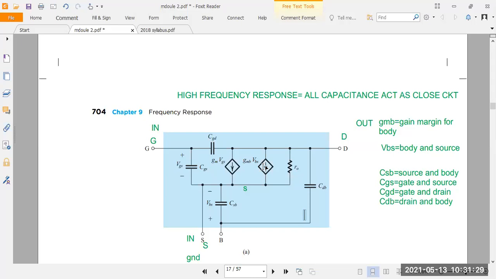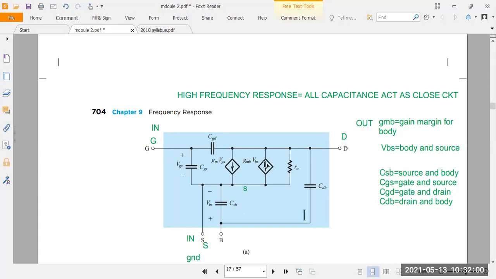Why? Because we are talking about the bulk connection, right? There is a connection between the drain and bulk. That's why it is written gmb and VBS. gmb is the transconductance for the bulk, and VBS means the voltage between the bulk and source.